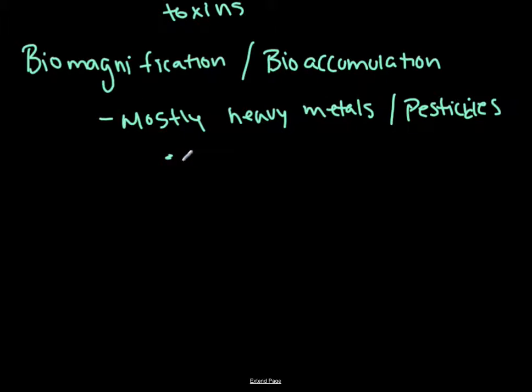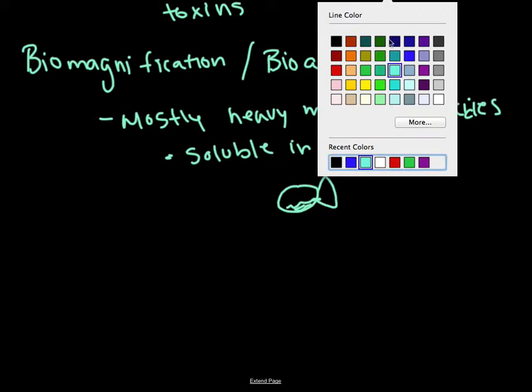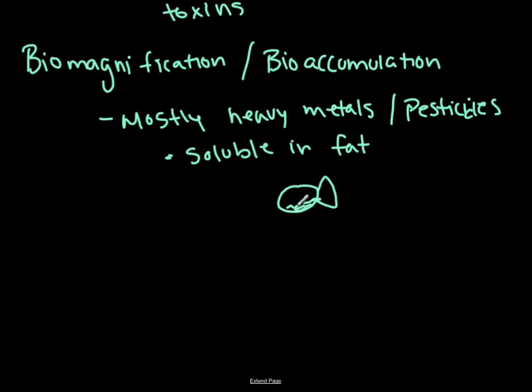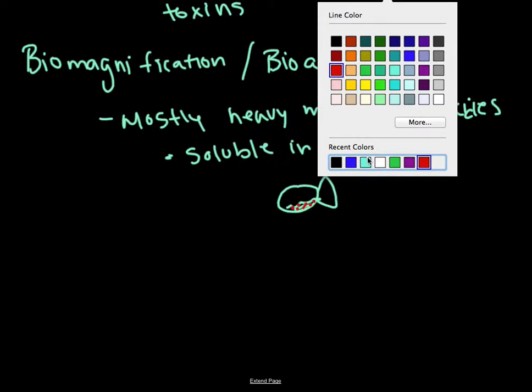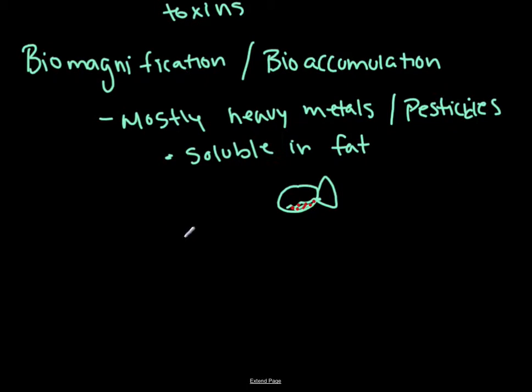Things that don't dissolve in water, but they're soluble in fat. So if I had a big, fat, happy fish, it's got a lot of fat in here, it's also riddled with dangerous toxins as well. So it can be stored just where you store your fat. And that's where you see the buildup. It's in that fatty tissue.